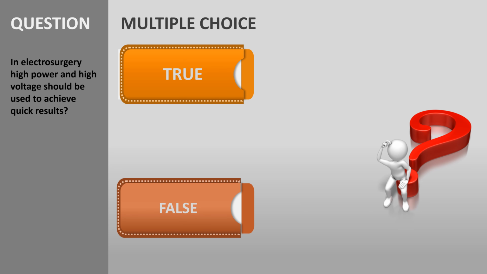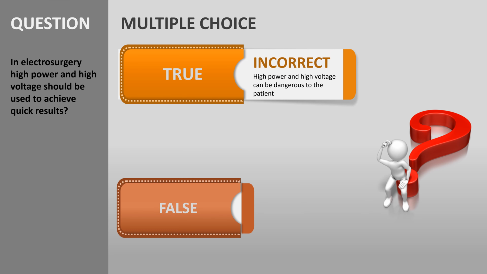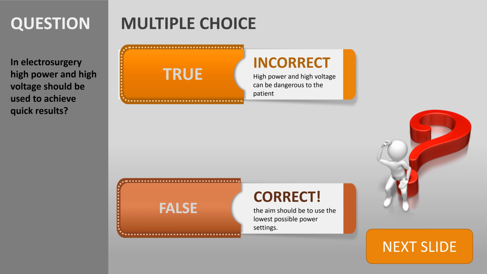Welcome back to multiple choice. The question: in electrosurgery, high power and high voltage should be used to achieve a quick result. What's your answer? If you answered true, it is an incorrect answer. High power and high voltage can be dangerous to the patient. If you answered false, your answer is correct. The aim should be to use the lowest possible power setting.